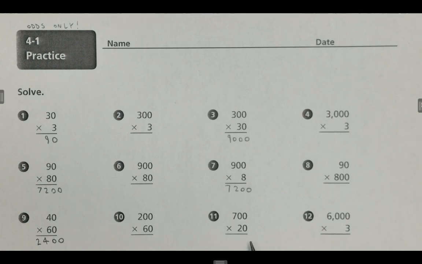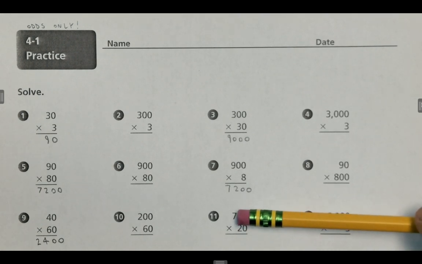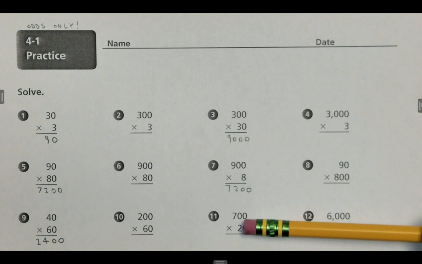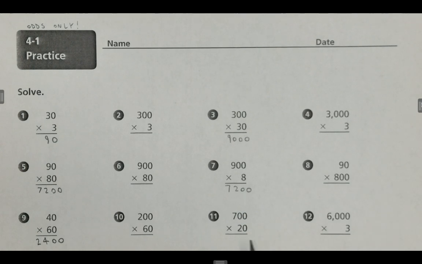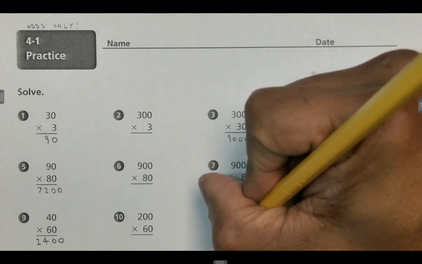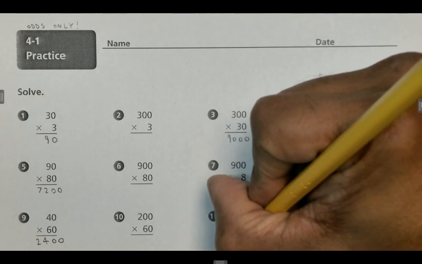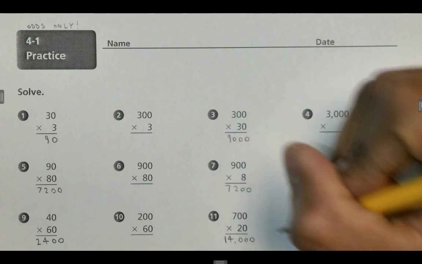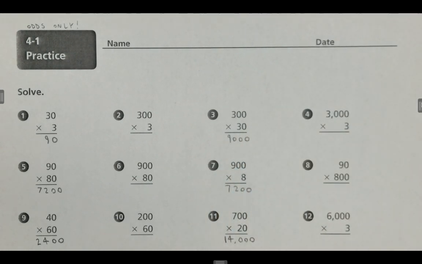Number 11, 700 times 20. 700 has 2 zeros. 20 has another 0, so there's 3 zeros altogether. Multiply my non-zero digits, 7 times 2, to get 14, and then add in my 3 zeros to get 14,000.